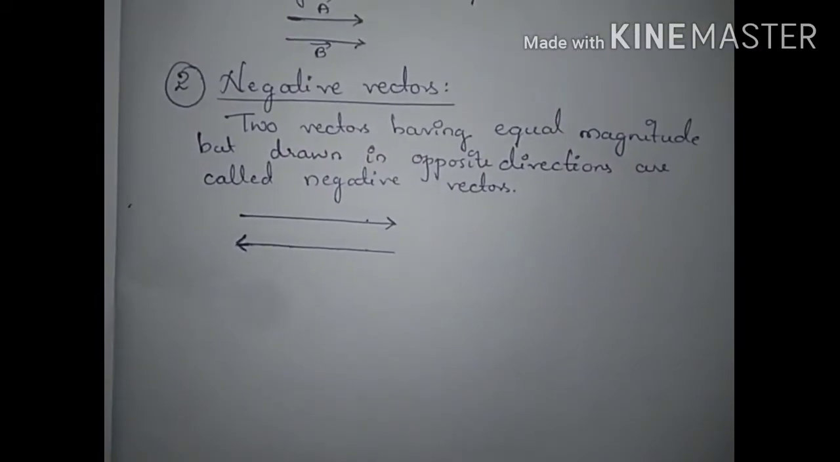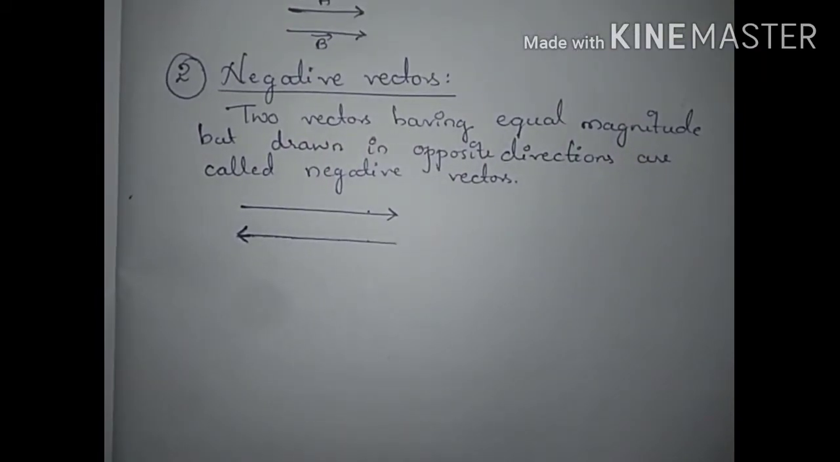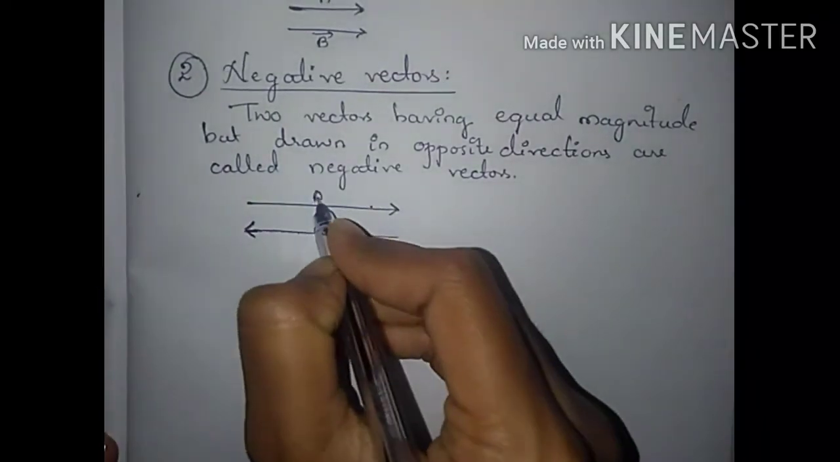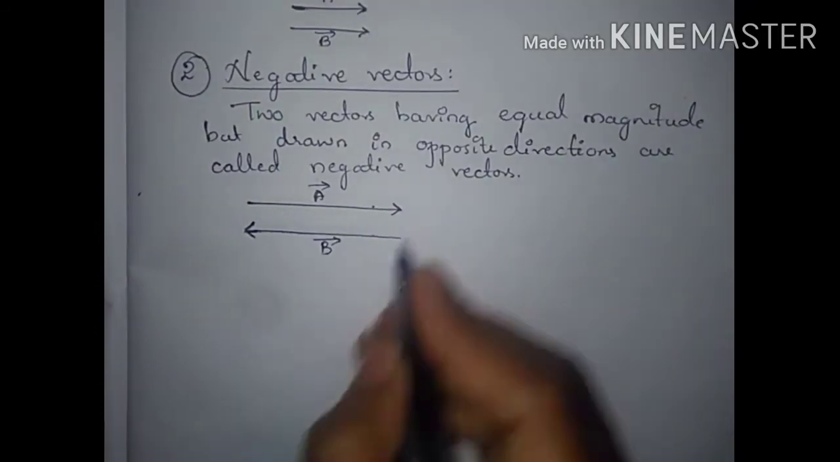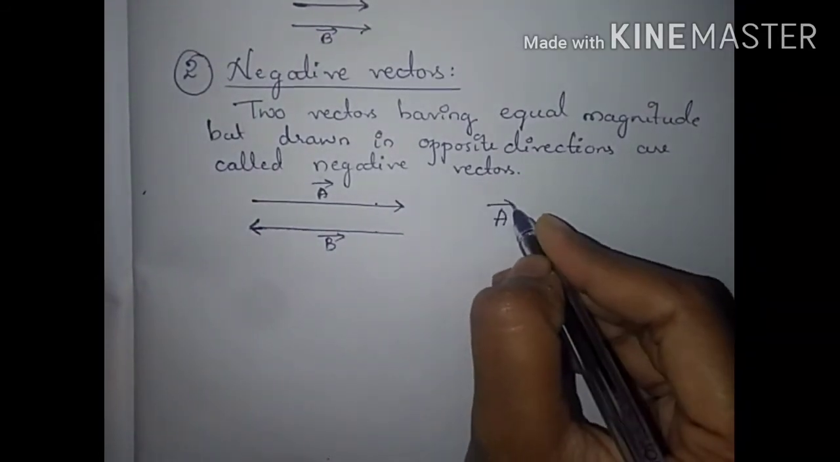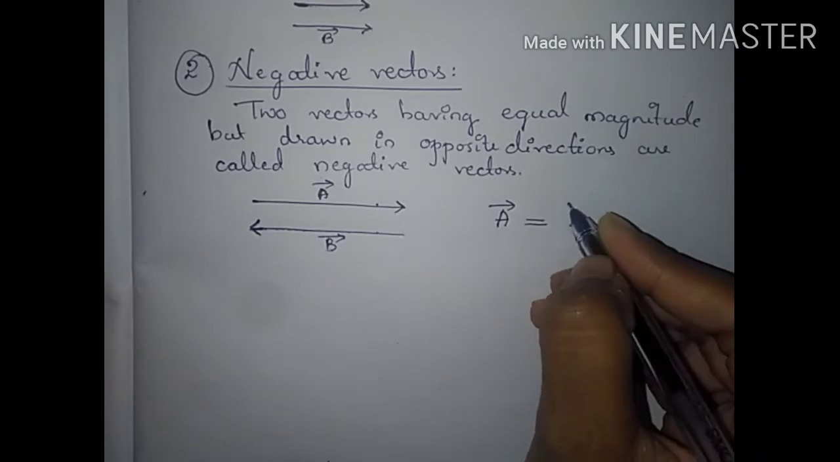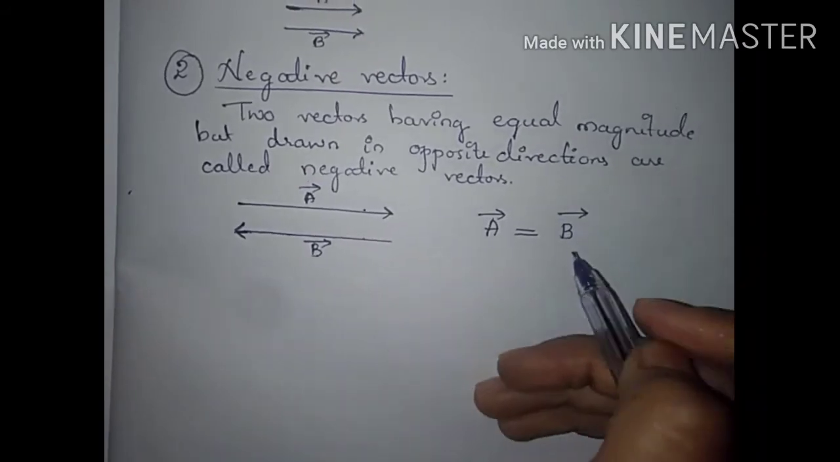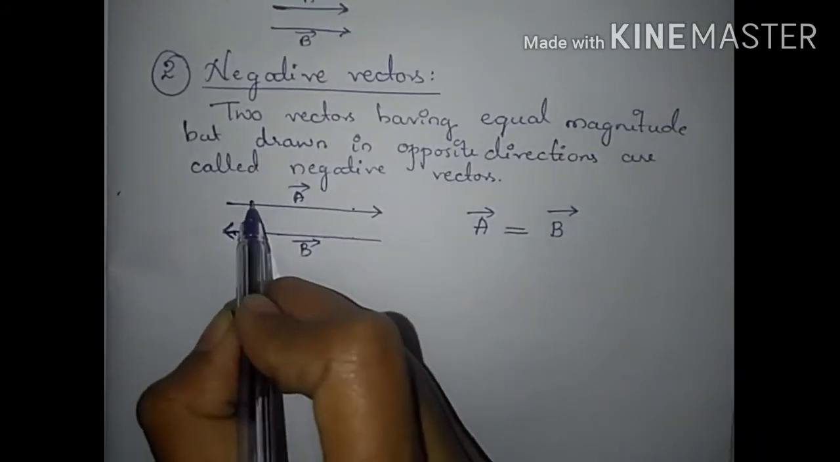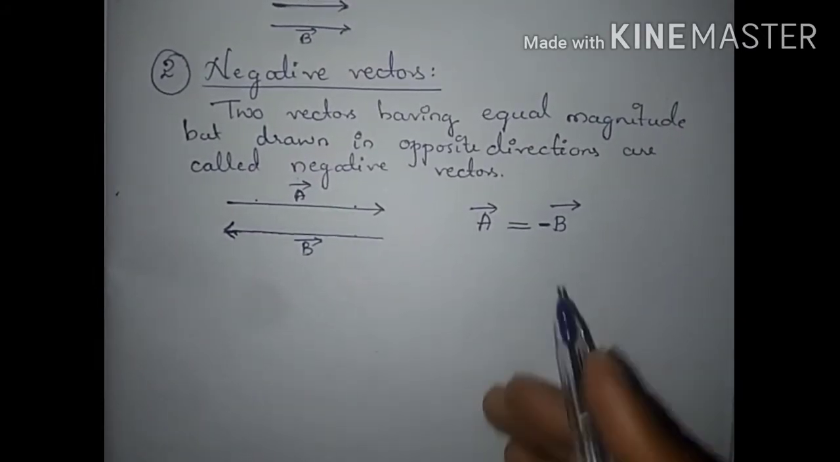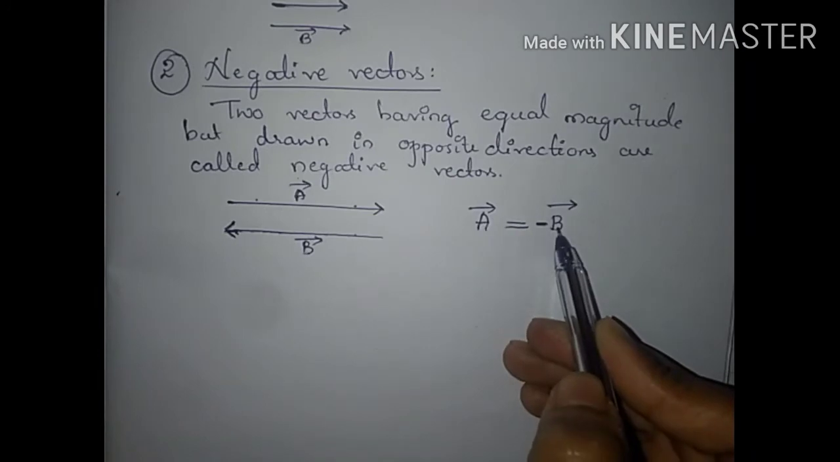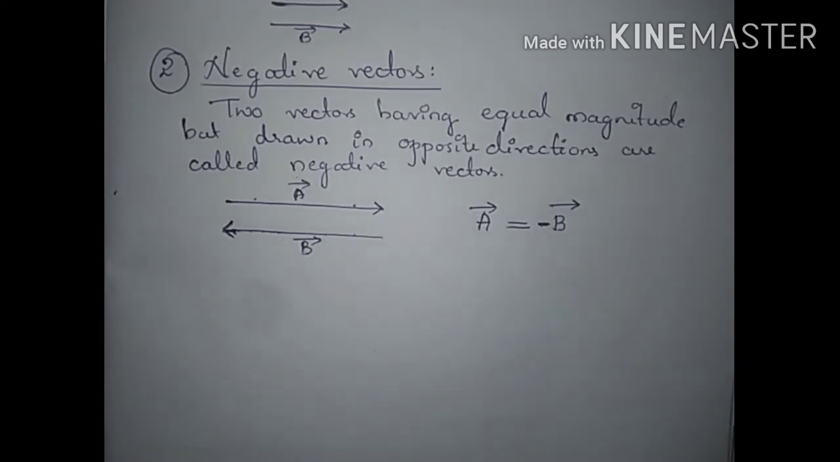So these are two negative vectors. How do we denote negative vectors? Let's suppose this is a vector A and this is vector B. These two can be denoted as vector A is equal to vector B in magnitude, but the direction of B is opposite to the direction of A. So I give here negative. So A equals B but in opposite direction. So these are the negative vectors.